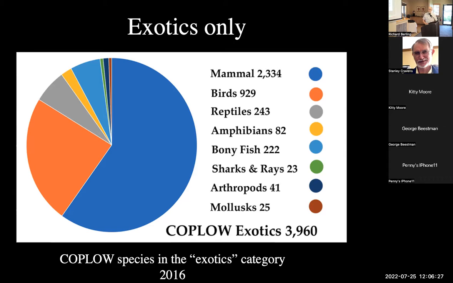And again, you can see that mammalians make up the bulk of our collection, followed distantly by birds, and distantly again by reptiles. And it's going to be mammals, birds, and reptiles that we're talking about mostly here. Next.